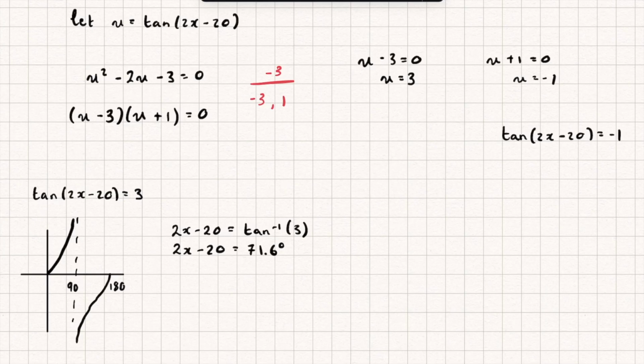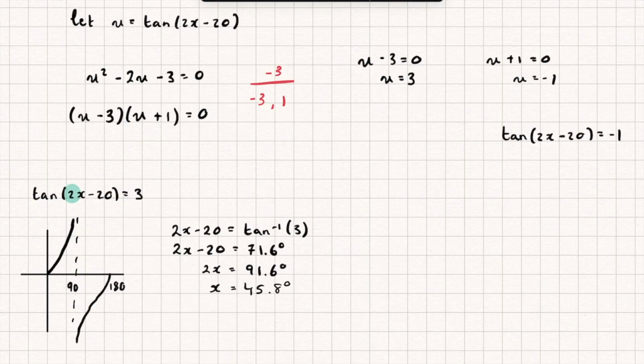So the first thing I'm going to do is add 20 to both sides, and this is going to give me 2x equals 91.6 degrees. Then I'm going to divide both sides by 2, and this gives me x equals 45.8 degrees. Now, what is the period of this function here?